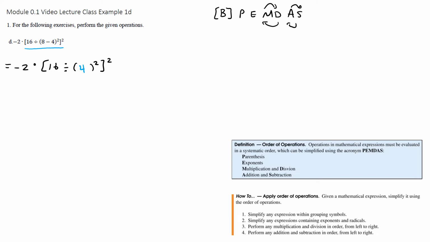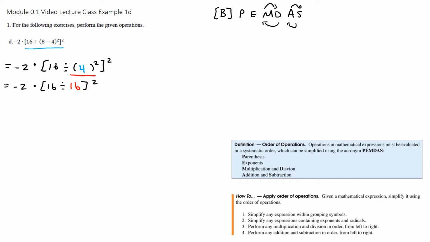But do we have exponents? And we do. So inside of that bracket, we've got 4 squared now. So this is going to be -2 times, again, we bring down everything else for that expression, and then we've got 4 squared, which is going to give us 16. And then we still have that whole thing squared.